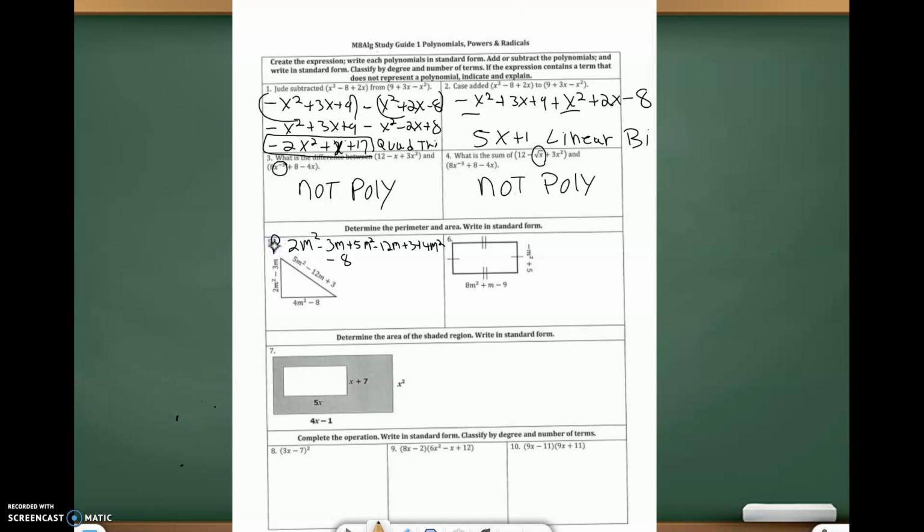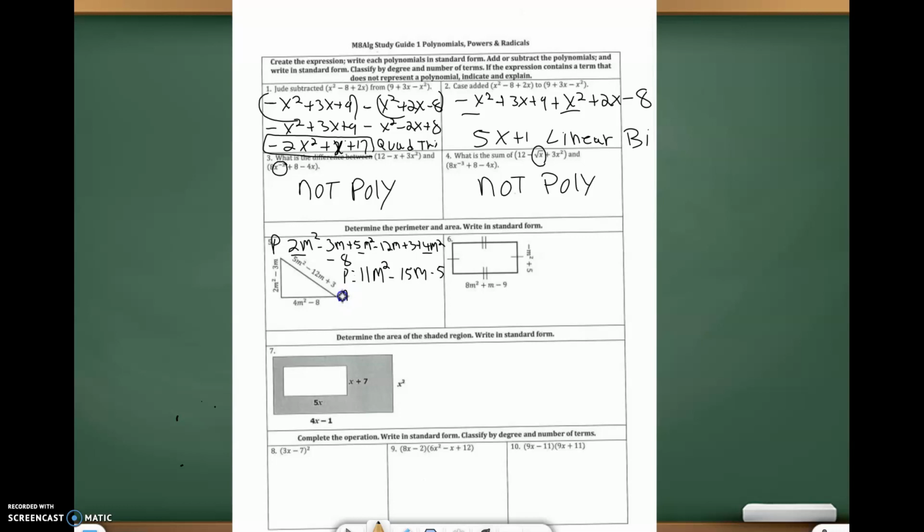So I'm just, again, going to combine like terms, get all my m squares together, right? So that would equal 11m squared. Get all my m's together, negative 3, negative 12 would be negative 15m. And then my constant would be a negative 5. Okay, so that's the perimeter. To find the area of a triangle, it is base times height divided by 2. That's the area of a triangle.